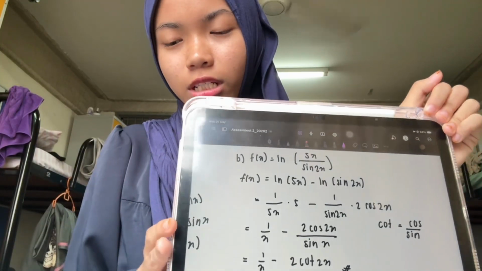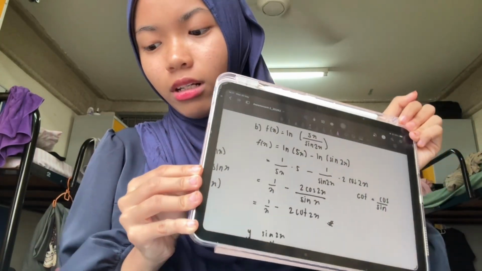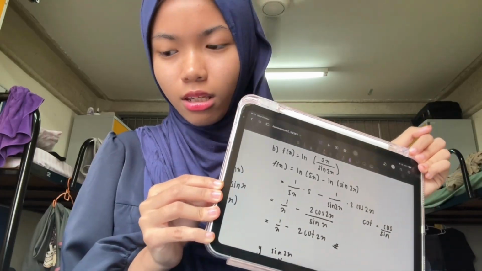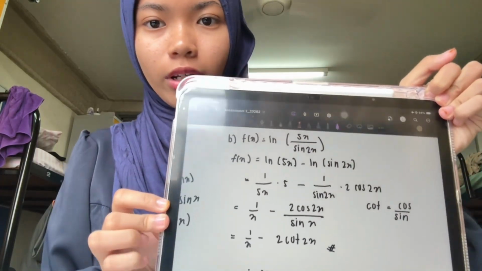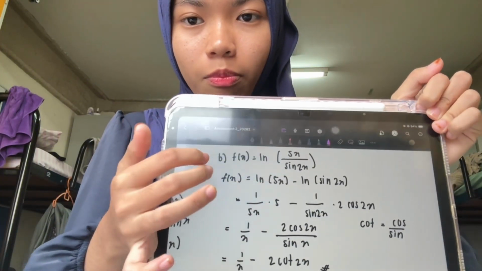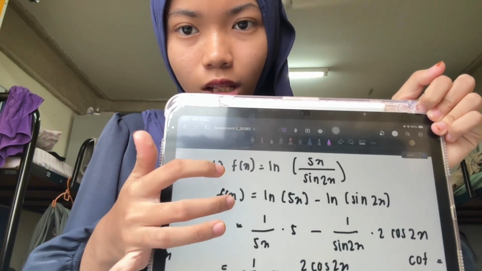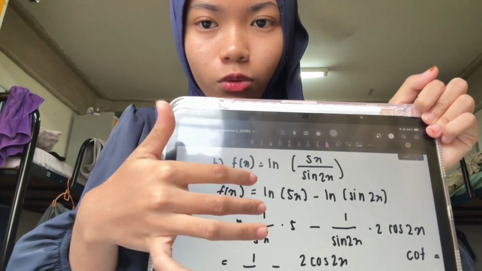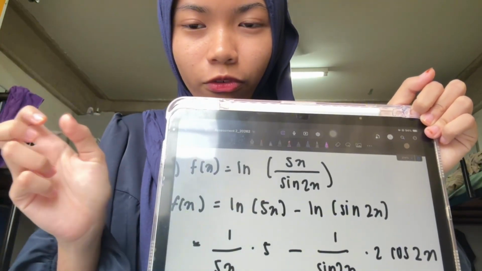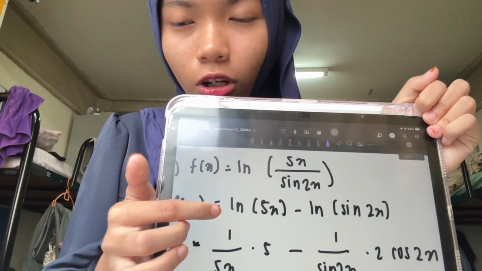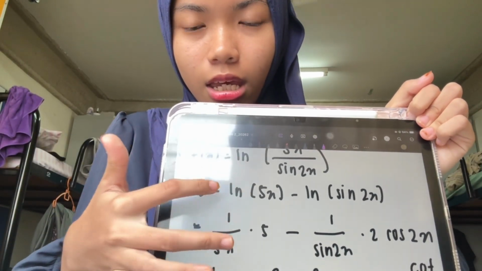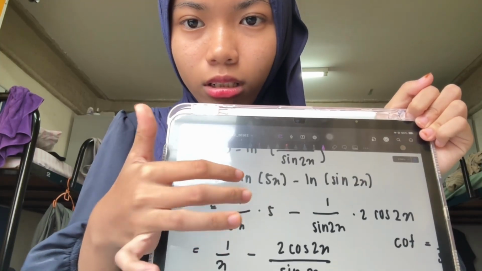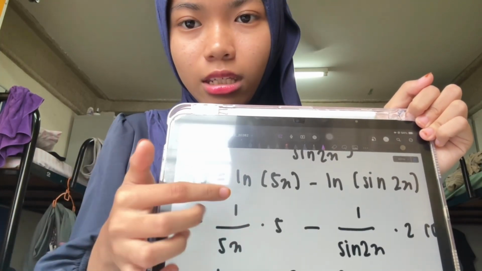Okay, for the next question, B, the function given is ln(5x over sin 2x). By the logarithm formula, we know that if we have log A over B, it will become log A minus log B. So we use the same formula here. It will become ln 5x minus ln sin 2x, like this. And then we differentiate one by one. So we differentiate ln 5x first.